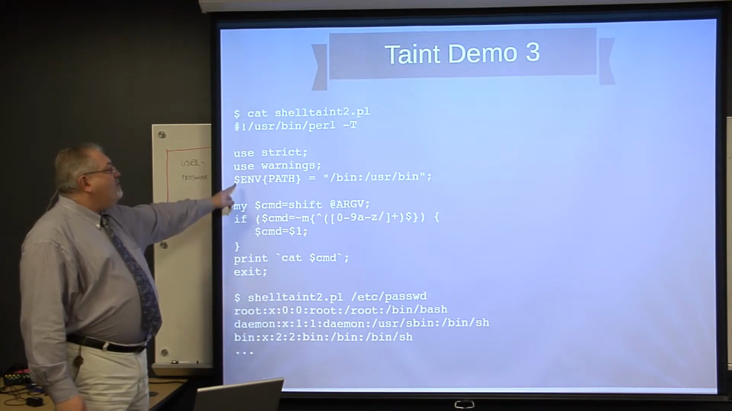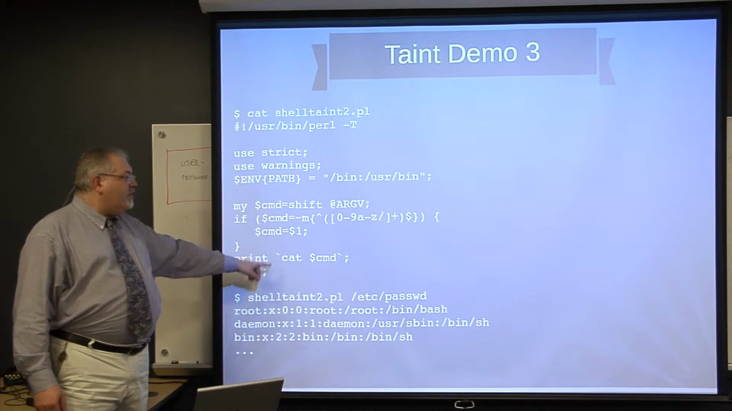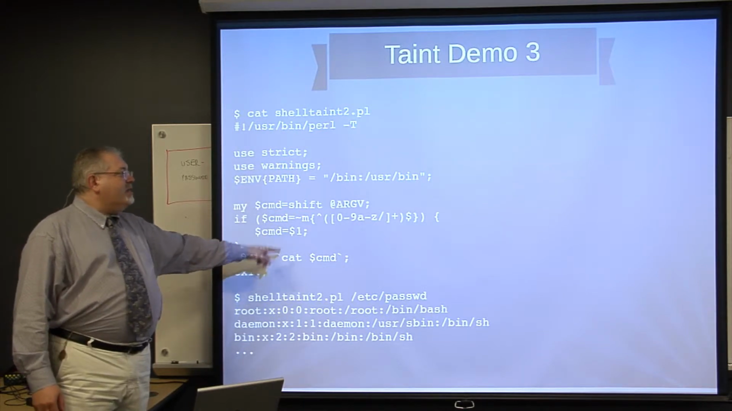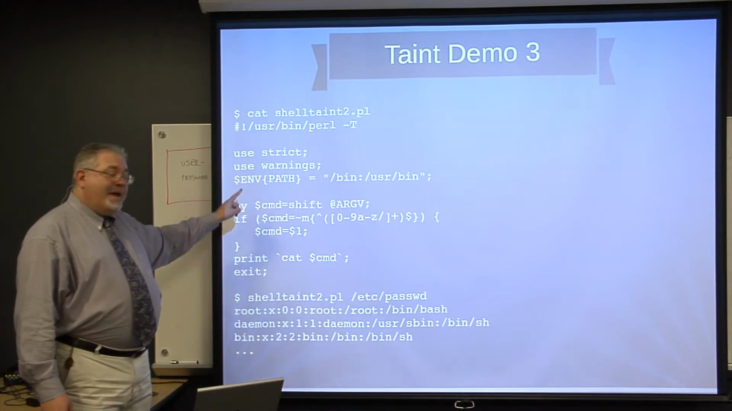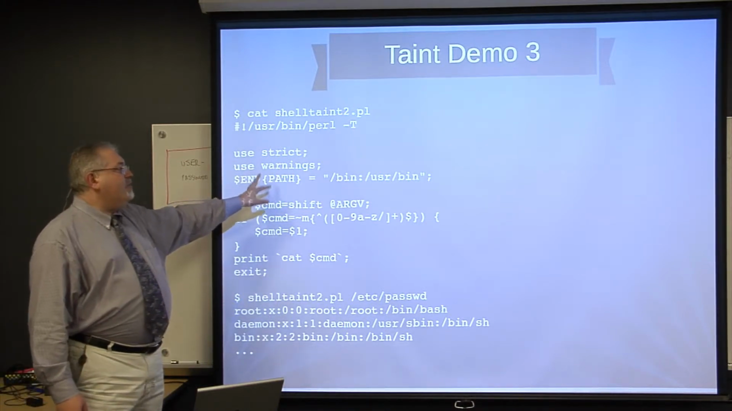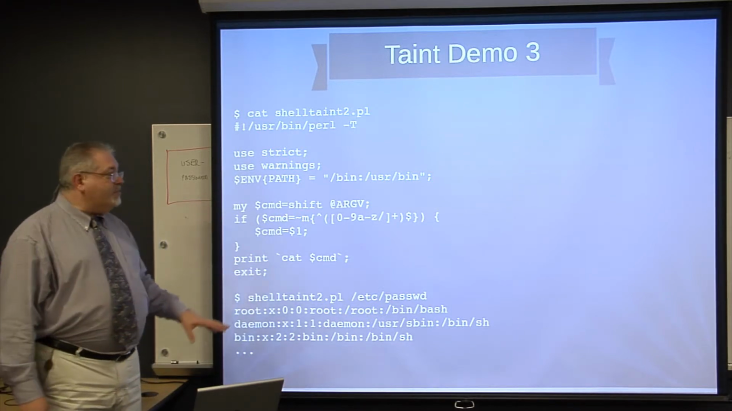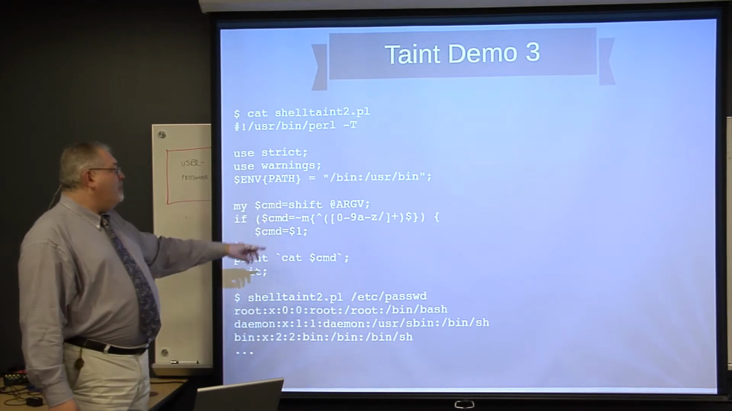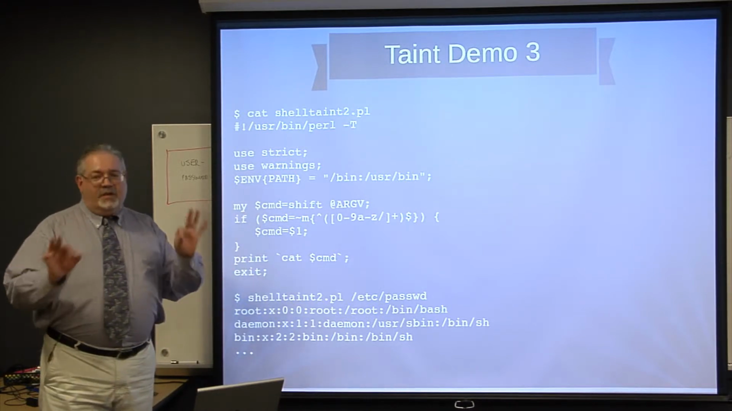First off, you have to set the path. If you don't set the path, then when you try to run backticks under taint mode, it'll say, wait a second, the path is tainted. So you have to set it to a known path which is safe for your system. So I'm not going to let anything run except things that come from /bin or /usr/bin. We'll get the command, and this is the recommended method of untainting.